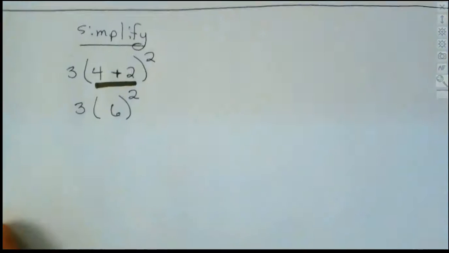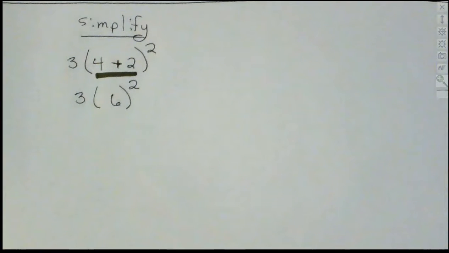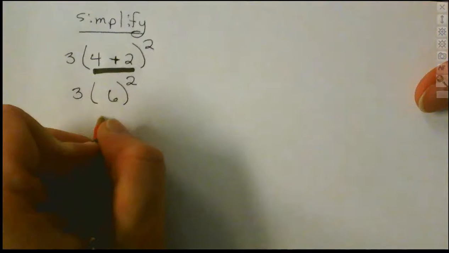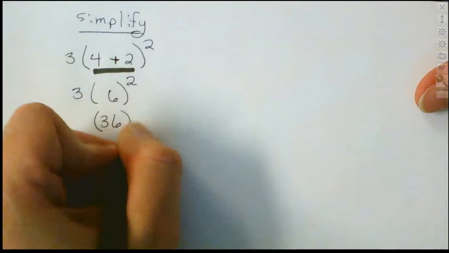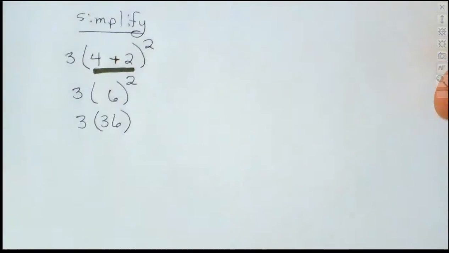Now, where do students make mistakes? Well, a student might make a mistake because they might multiply before they do the exponent. Exponent has to go first. So we don't multiply the 3 times the 6. We take 6 squared, and 6 squared is 6 times 6, which is 36. Okay, so we did that next.